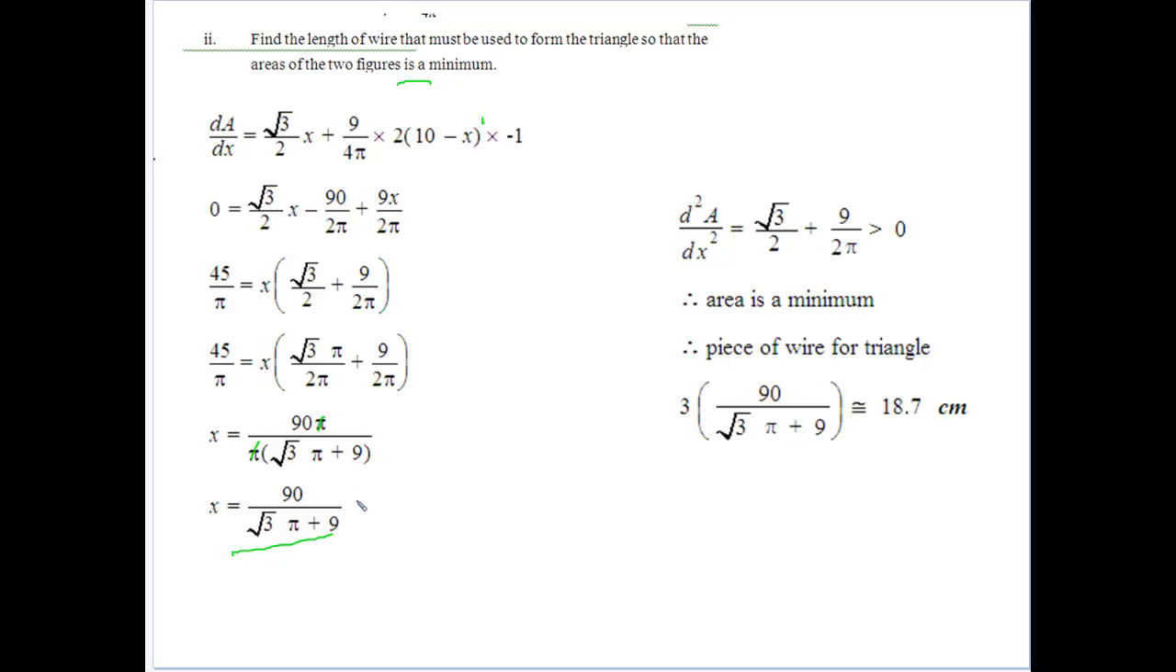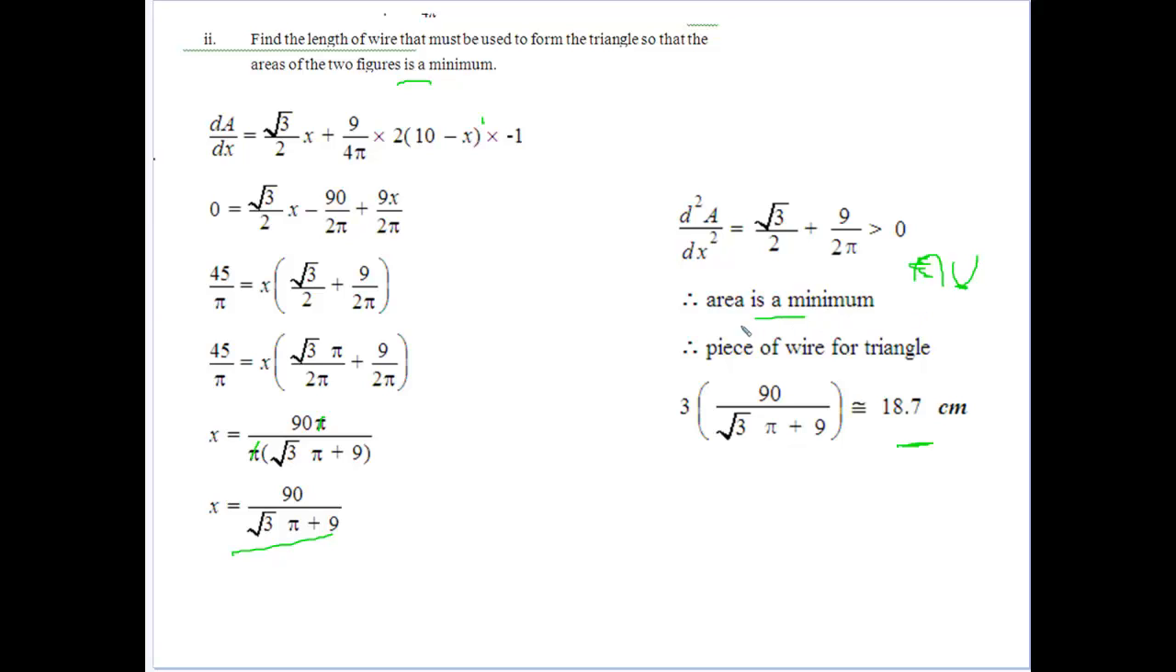Not a pretty value at all, and as you can see, it comes down to approximately 18.7, but we've got to get it exactly to start off with. To prove it's a minimum, we'll get our second derivative, which is not too hard a function. When we expand it out and differentiate, we get root 3 on 2, the x would go, that's a constant, and then 9 on 2 pi, because the x goes. So that leaves that whole function greater than 0, which must be a minimum because it's concave down. Sorry, concave up, which must give us the minimum.